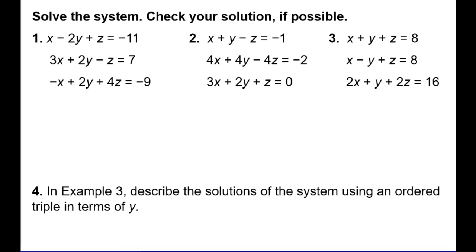Okay, so here's your first monitoring progress. The big thing I want you to look at in these is definitely try and solve one or two of them, but try and figure out which ones you would solve first. What two equations would you use first to try and get rid of your variables?